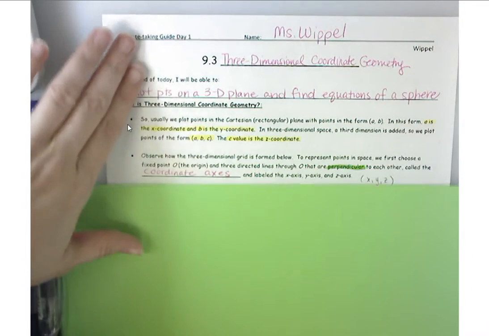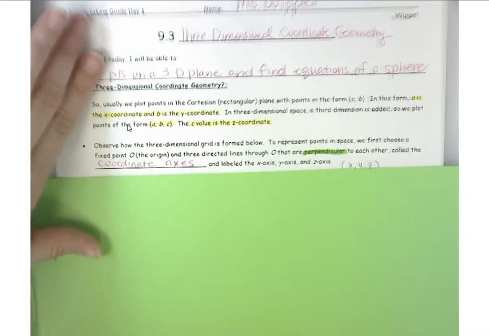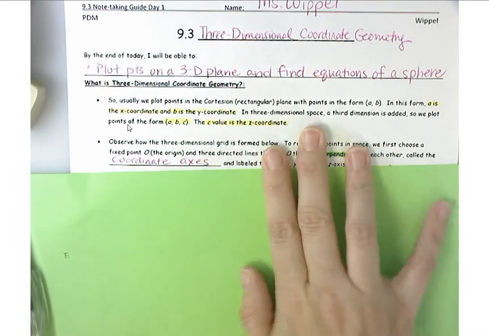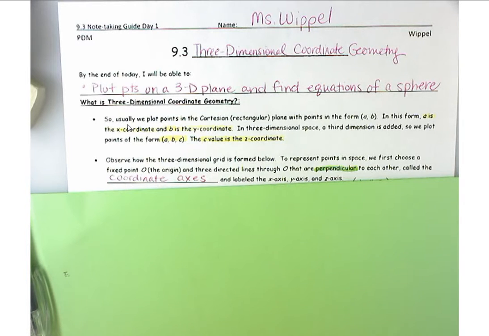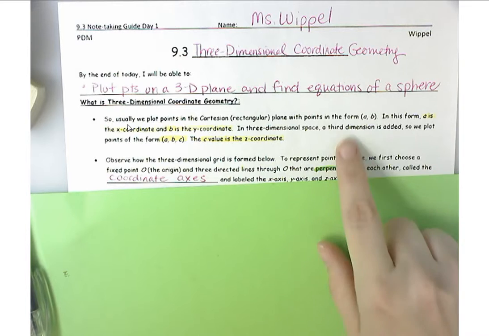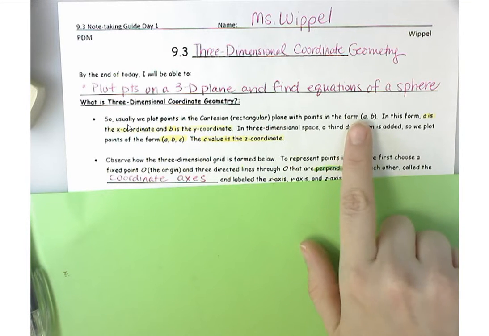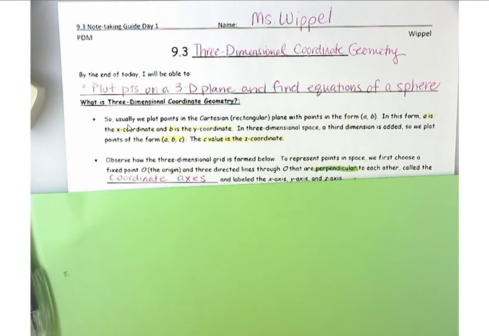Today we are starting three-dimensional coordinate geometry. And by the end of today, we're going to know how to plot points on a 3D plane and find equations of a sphere. So you're used to plotting points in the Cartesian plane, which is just your rectangular plane, where you have a point (A, B) or (X, Y).